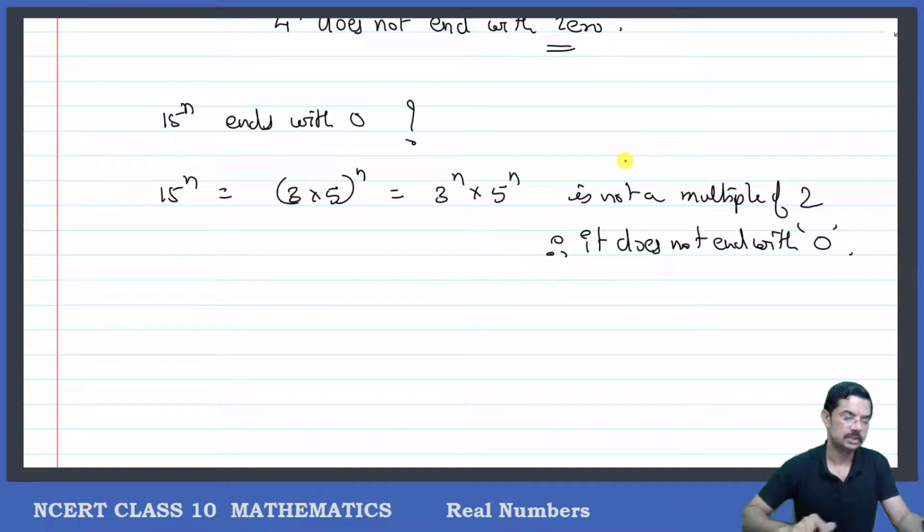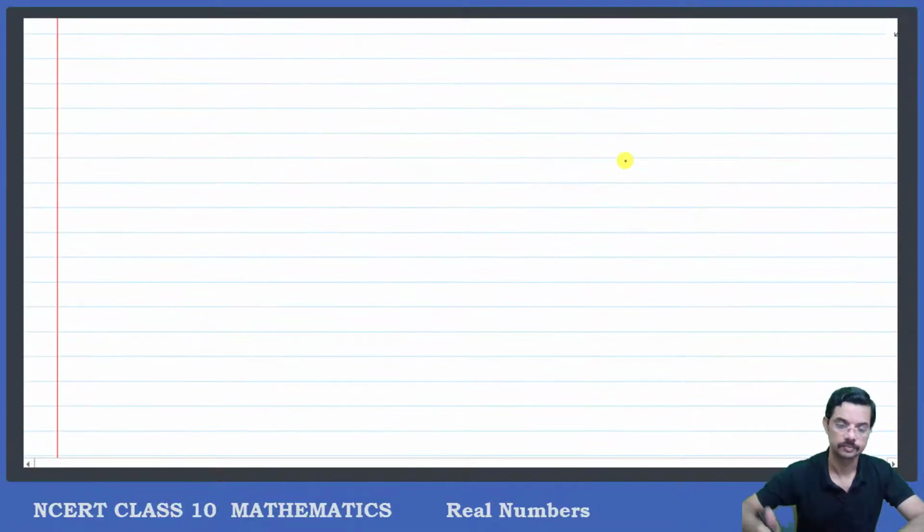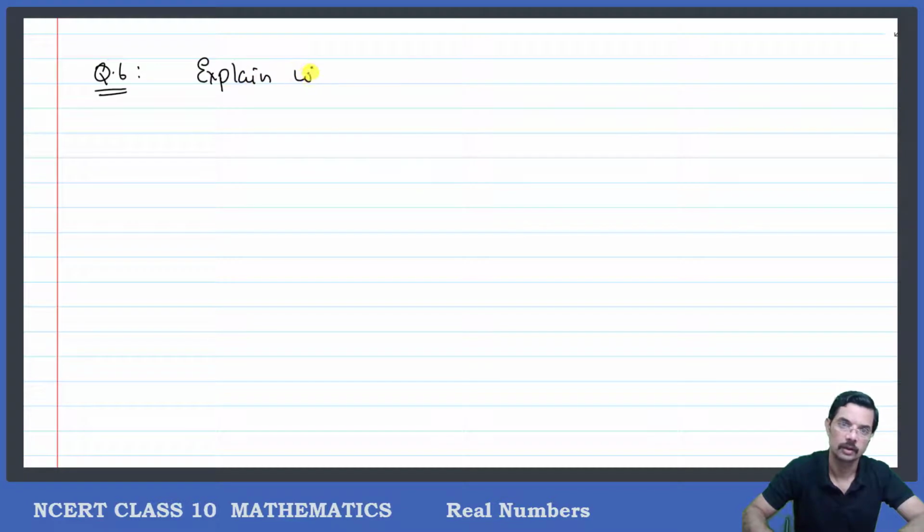ഇനി എന്താണ്? ഇനി ക്വസ്റ്റ്യൻ നമ്പർ 6 നോക്കാം. ക്വസ്റ്റ്യൻ നമ്പർ 6 എന്താണുള്ളത്? ഏതാണ്ടോ എഴുതിയിട്ടുണ്ട്. അതൊന്ന് സമാധാനമായിട്ട് വായിച്ചില്ലെങ്കിൽ വി വിൽ റീഡ് ഇറ്റ് റോങ്. ക്വസ്റ്റ്യൻ നമ്പർ 6 നോക്കാം. See, explain why. See, there are two questions. First question is why it is a composite number.